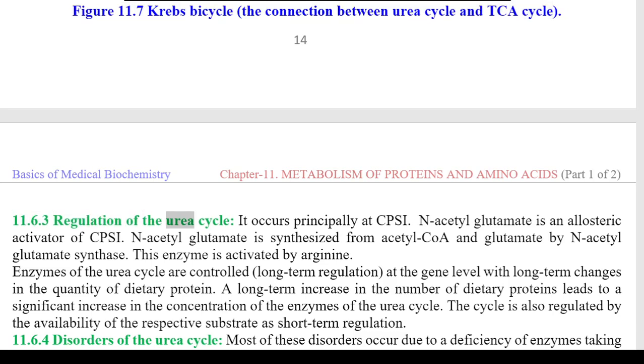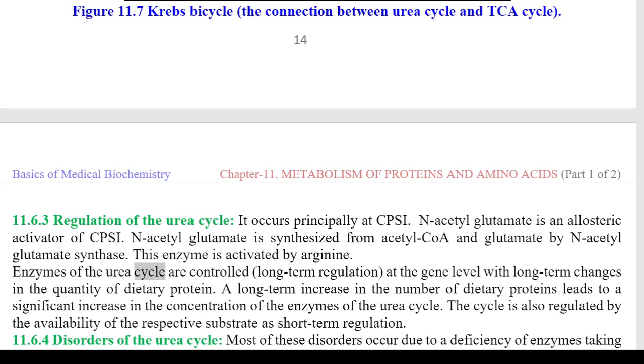1.6.3 Regulation of the urea cycle. It occurs principally at CPSI. N-acetyl glutamate is an allosteric activator of CPSI. N-acetyl glutamate is synthesized from acetyl-CoA and glutamate by N-acetyl glutamate synthase. This enzyme is activated by arginine.